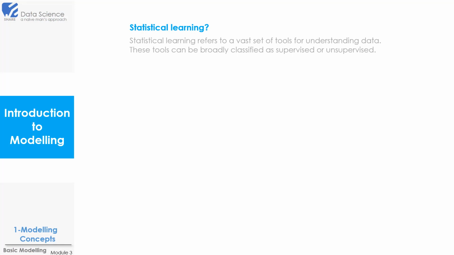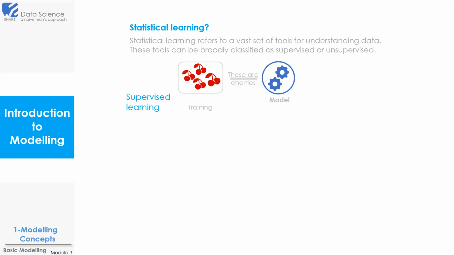So what is statistical learning? It refers to a vast set of tools for understanding the data. These tools can be broadly classified as supervised or unsupervised learning. In supervised learning, we have our training data on which we train our model. For example, we have a data that captures the properties of cherry, such as shape, color, etc. Now we will train our model on this data.